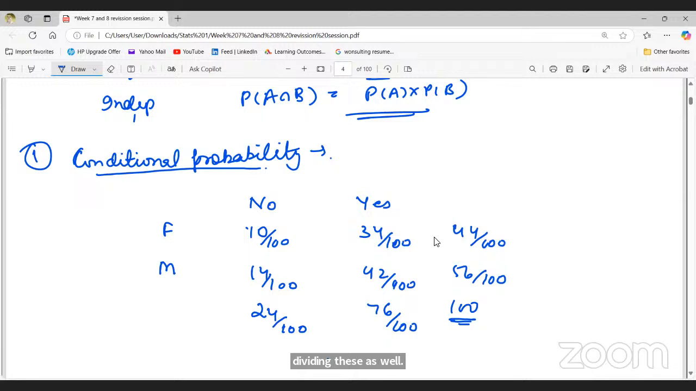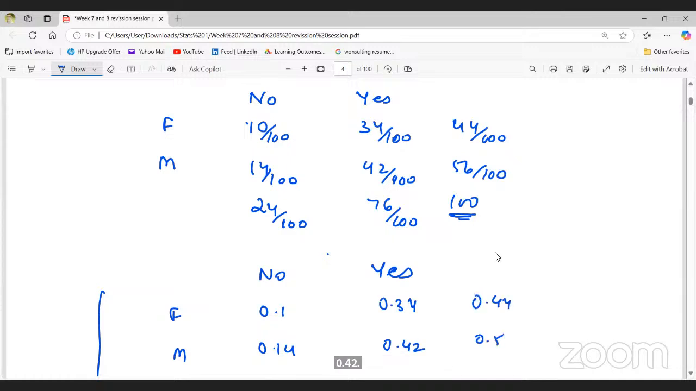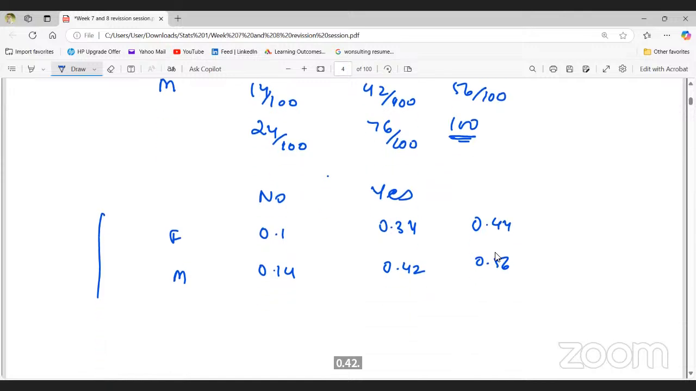Okay. So this would be like, if I make another table, this would be 0.1, 0.14, 0.34, 0.42, right? 0.44, 0.56, 0.24, and 0.76. Okay. So there are some of the values.